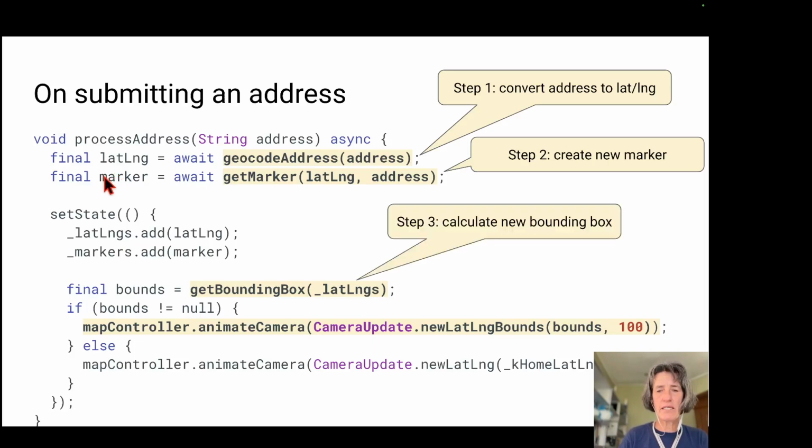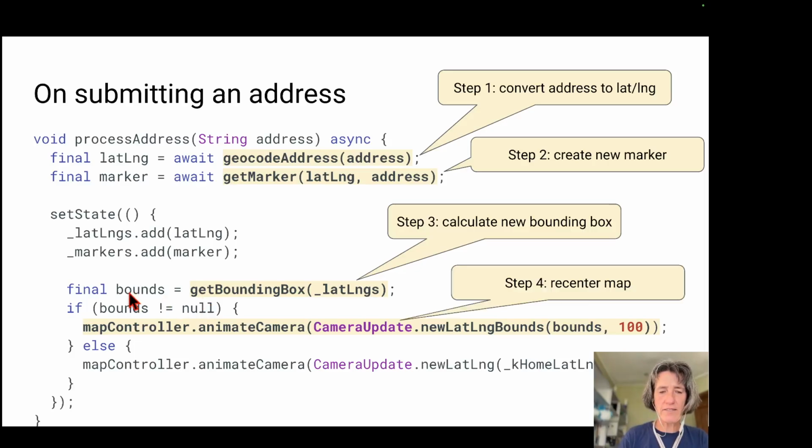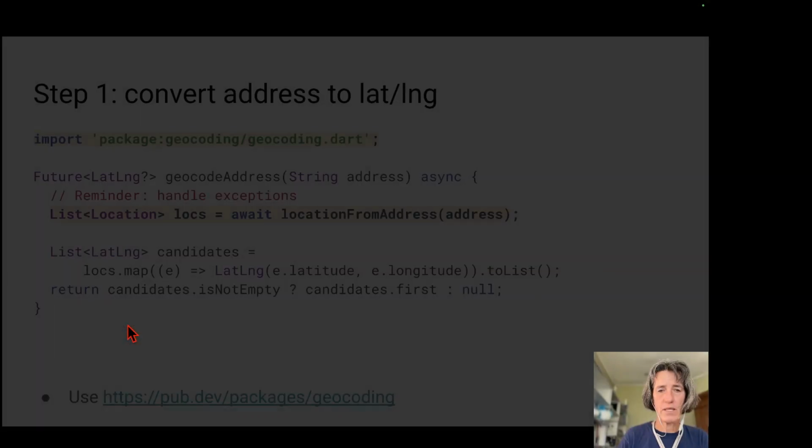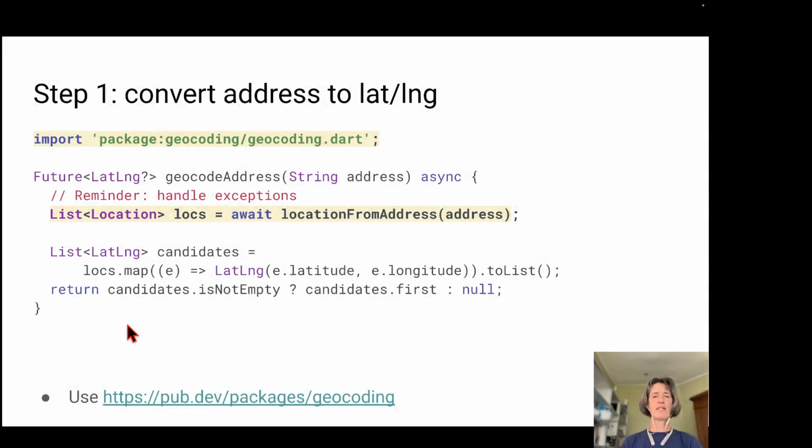Step 3 is calculating the bounding box. That gives us coordinates. And then step 4 is use those coordinates plus a bit of padding to update the camera. And for that, we use the map controller. So let's look at each step in a little more detail.